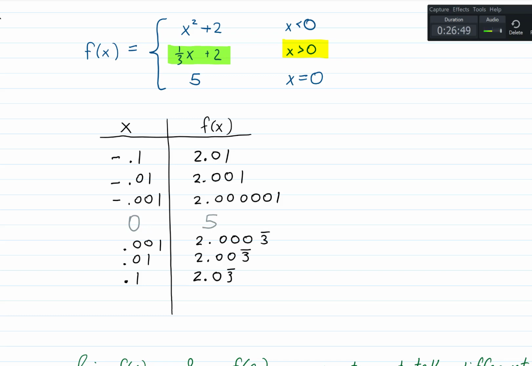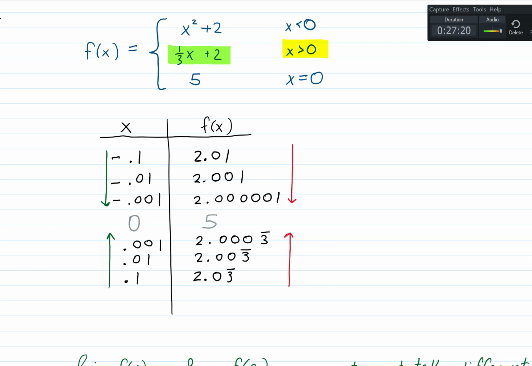Okay, so here's what I want you to look at. As x approaches 0 from either side, that's very important, as x approaches 0, look at the y values, and what do you notice? They appear to be getting closer and closer to the number 2, right?